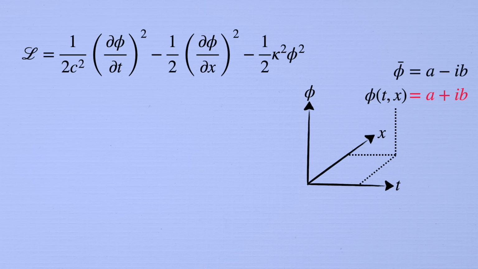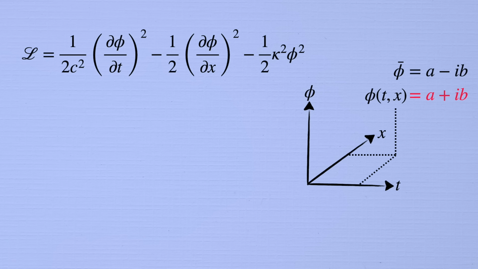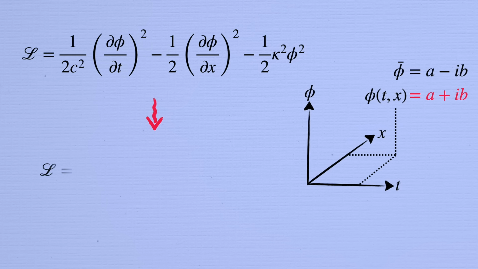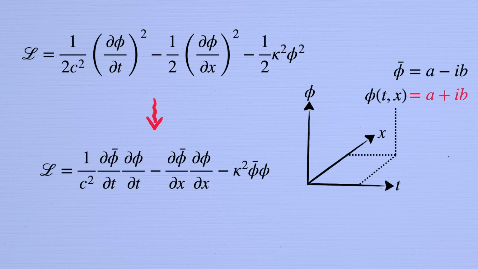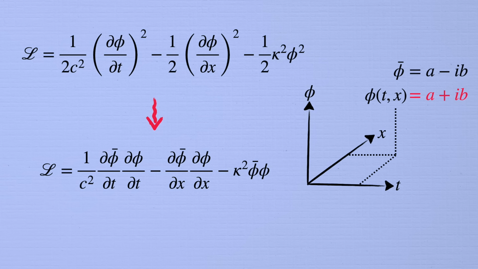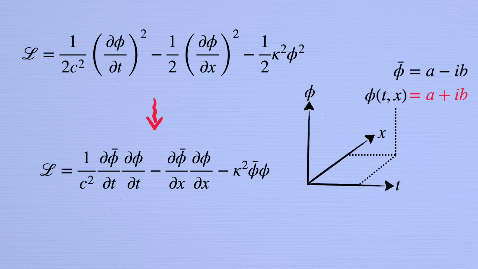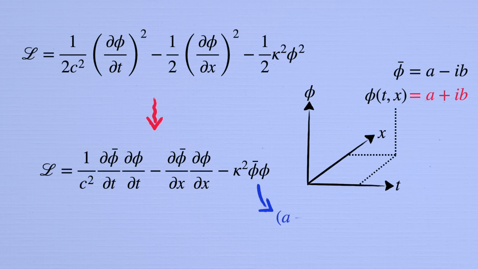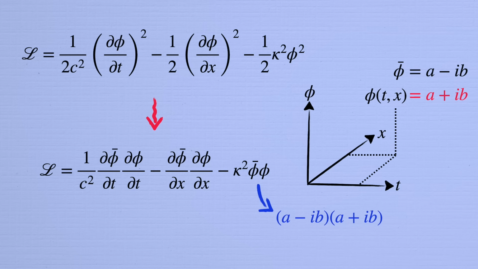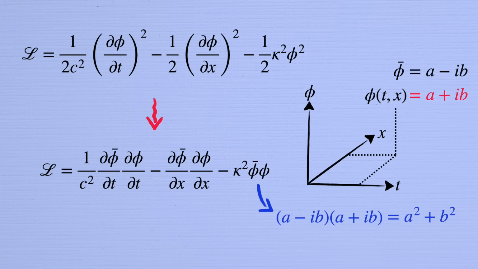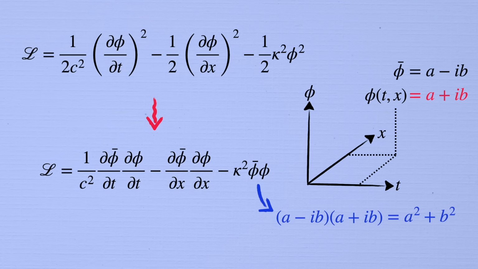Write phi bar for the complex conjugate of phi, meaning a minus ib. Then we define the Lagrangian for the complex field like this: 1 over c squared dt of phi bar dt of phi minus dx phi bar dx phi minus kappa squared phi bar phi, where it's conventional to leave out the factors of half for the complex version. Despite the complex numbers, the Lagrangian is real because when you multiply a number by its complex conjugate, like in the last term here, you get a real number, a squared plus b squared, because the imaginary cross terms cancel out. And likewise for the other terms in the Lagrangian.